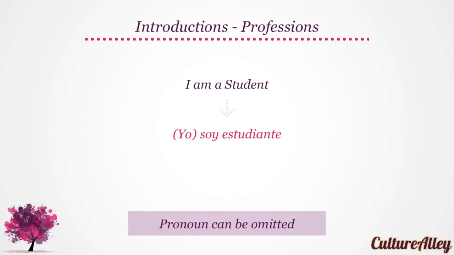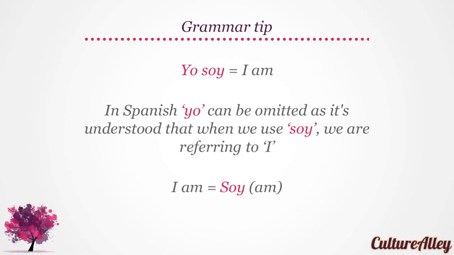Now let's see how we translate I am a student. It is translated as yo soy estudiante. Note that the pronoun yo can be omitted. Try that again, please. Soy estudiante. Very good. As we saw, yo soy is equivalent to I am in English. In Spanish, yo can be omitted as it's understood that when we use soy, we are referring to I. Hence, I am can just be translated to soy.